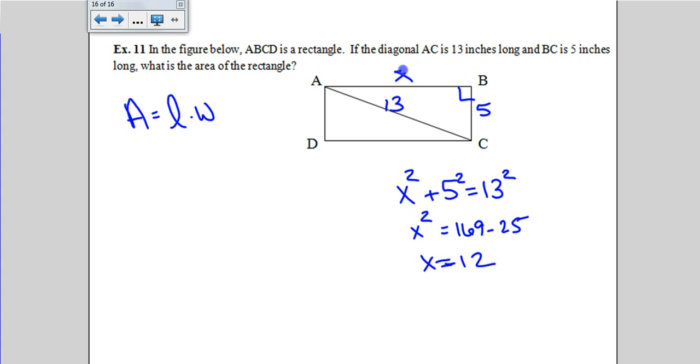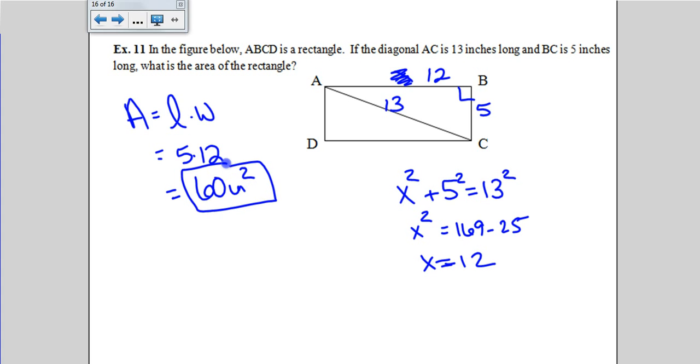Okay, don't stop there. That's not the right answer yet. The area of the rectangle is length times width, or 5 times 12, which gives us 60 inches squared. Very good. It's a tough lesson. Keep these notes handy when you do your practices, because there's a lot of similar problems that will show up on your practices.